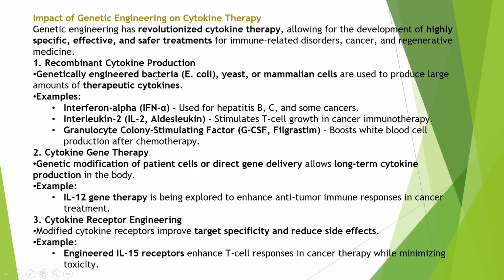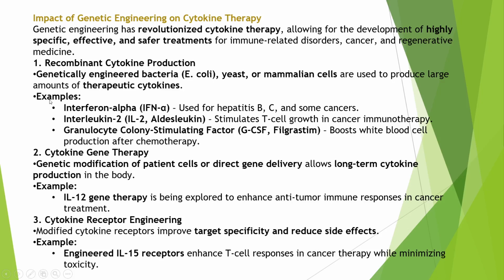So genetically engineered bacteria, that is your E. coli, Escherichia coli, yeast or mammalian cells, are used to produce large amounts of therapeutic cytokines. So these are like expression systems which help in production of large quantities of the required protein, and not only your cytokine, any sort of required protein. You can use these genetically engineered systems as expression systems to produce excess amounts of protein. So cytokine is also a protein, so that is also used for large scale productions.